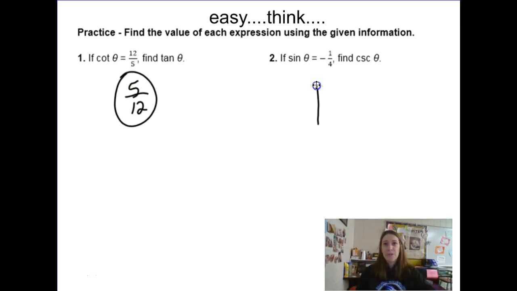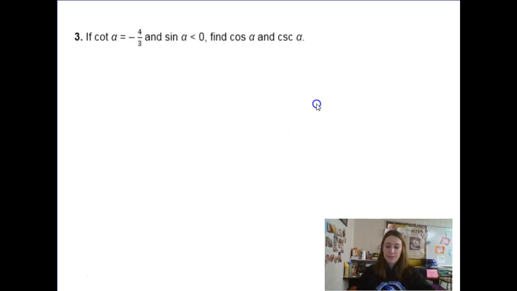Alright, so here, sine is negative. Oh, what am I doing? I don't have to draw this either. Cosecant, reciprocal. Boom. Answer's -4. Alright, so, man, if only life was that easy.